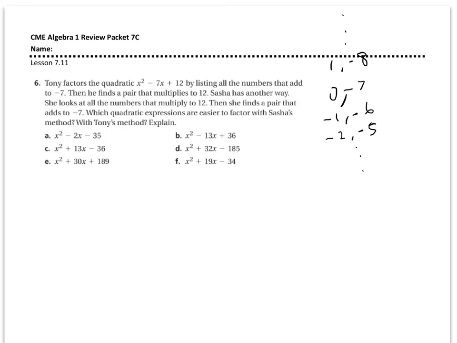So he looked at that first, but Sasha looked at 12 first, for example. So 1 and 12, 2 and 6, 3 and 4, and 4 and 3, and so on and so forth. Both are right, but sometimes it's quicker to look at the sum first in order to get the right answer. And sometimes it is better to look at the product first so that you can do it quicker. So in each case, you have A, B, C, D, E, F. In each case, which one should be better and why?